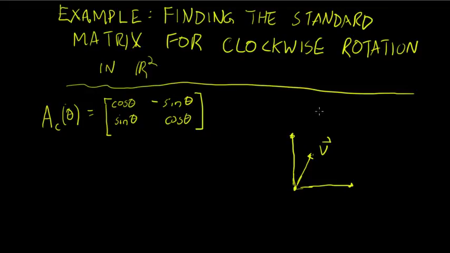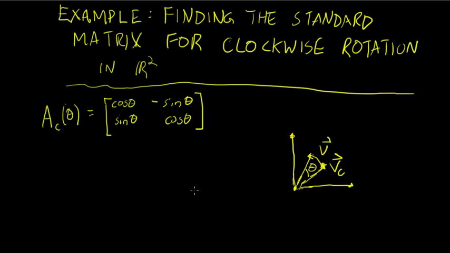In this video, we're going to be finding the standard matrix for the clockwise rotation transformation for vectors in R2. So let's say we had this vector v in the xy plane and we wanted to rotate it clockwise an angle theta, and it ends up as this new vector v sub c.